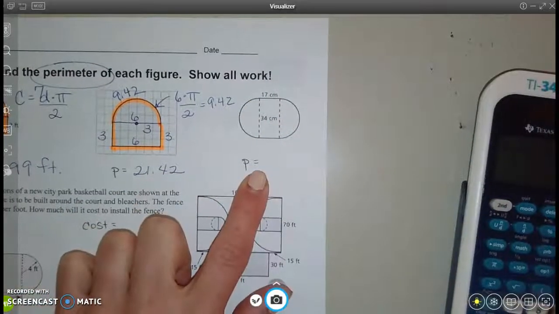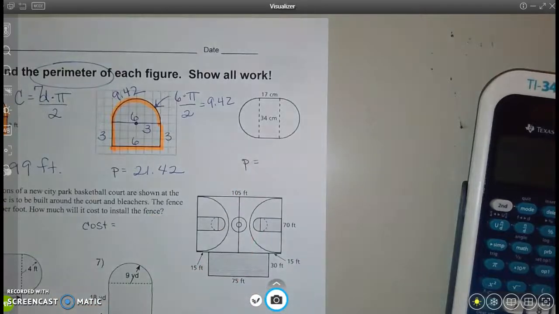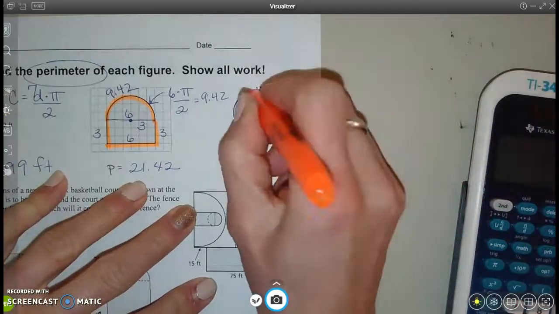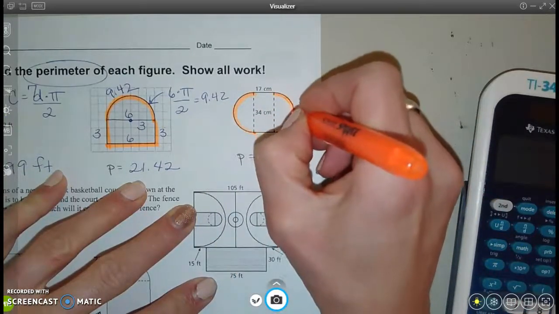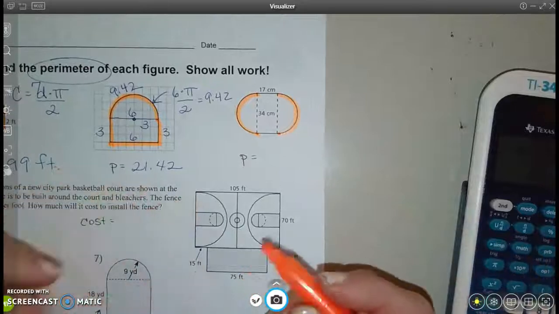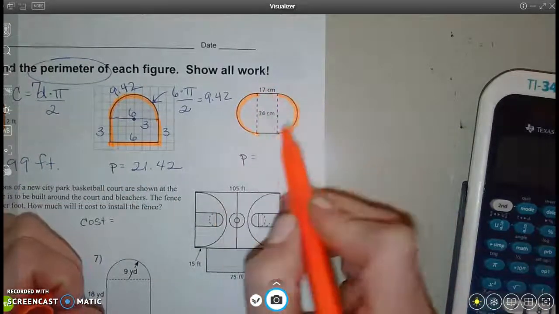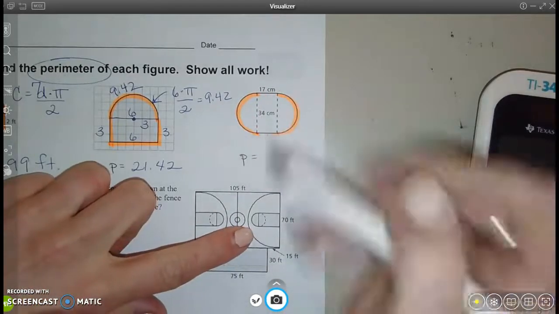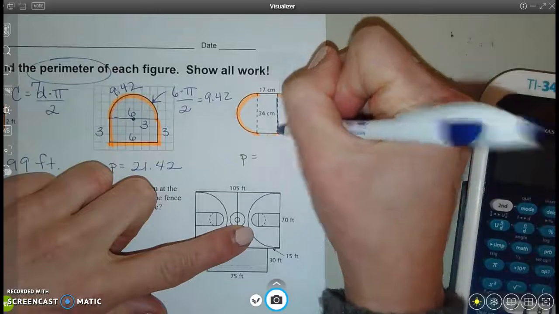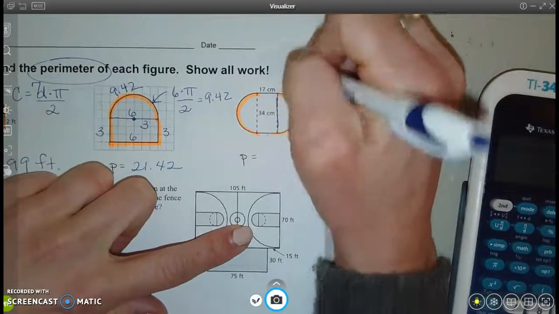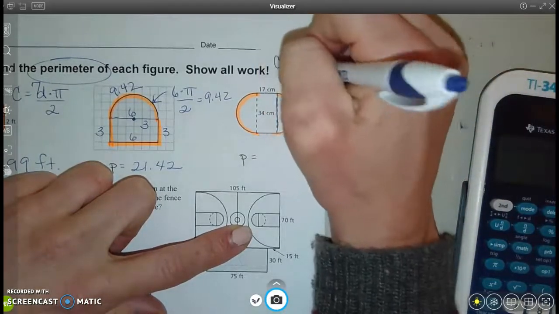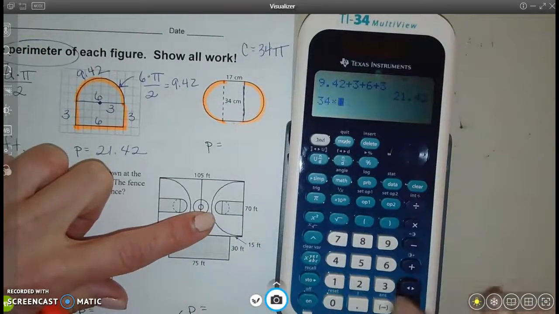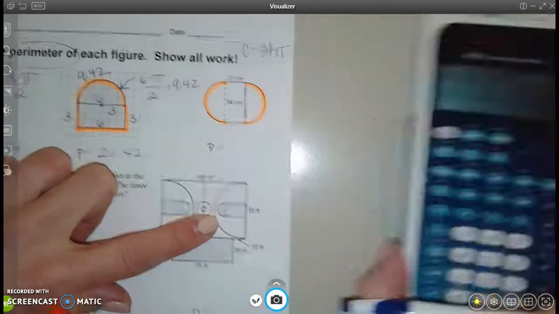All right, I'm going to do one more on this side, and then we're going to look at the back. This one, I have 2 semicircles, but if I put this semicircle curved part with this semicircle curved part, I just get a full circle. So it's really a full circle plus this straight edge and this straight edge. Okay, so let's find the circle part first. That means I have to have my diameter, and they tell me my diameter is 34. So the circumference here would be 34 times pi. Let's type that in. Do it with me. Times pi, I get 106.76.